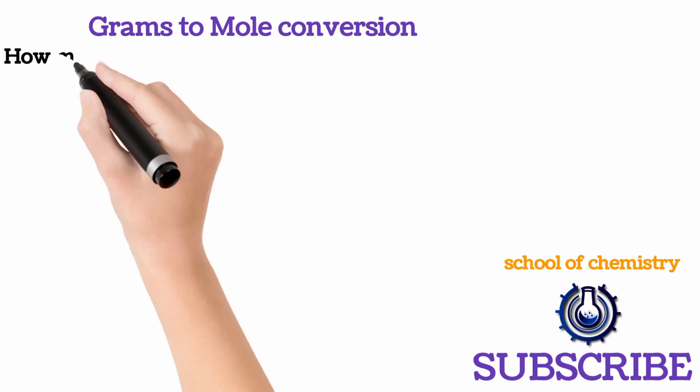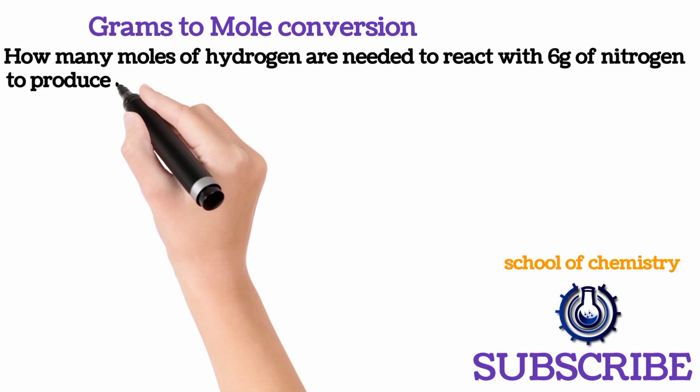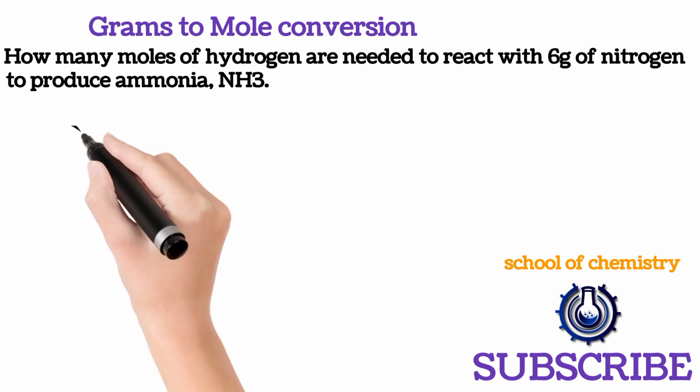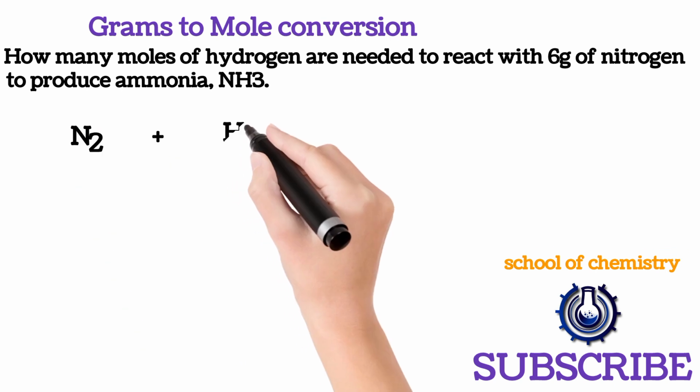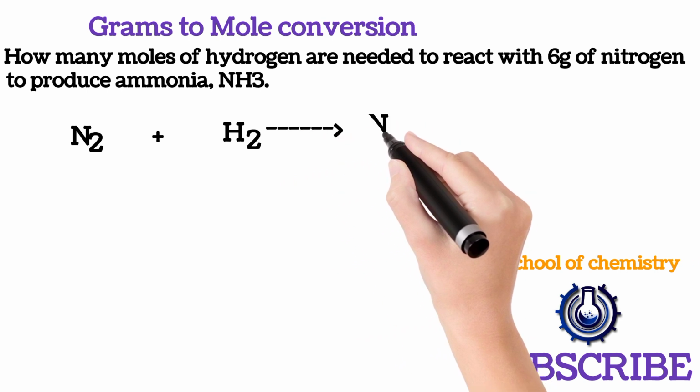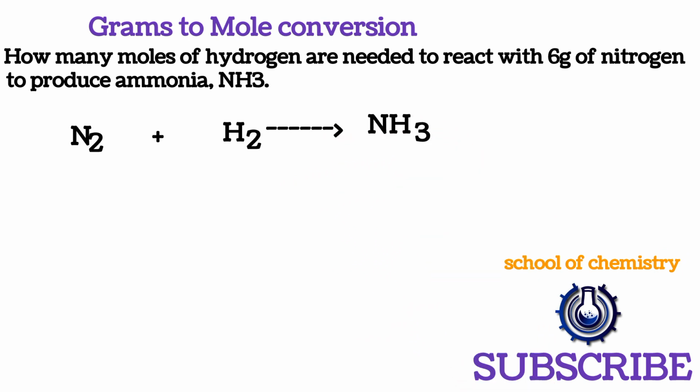Let's look at grams to mole conversion. How many moles of hydrogen are needed to react with 6 grams of nitrogen to produce ammonia? I'll write the equation for the reaction. We have N2 reacting with H2 to form NH3. We'll balance the equation by writing 3 in front of H2 and 2 in front of NH3. The hydrogen is balanced and the ammonia and the nitrogen are also balanced.